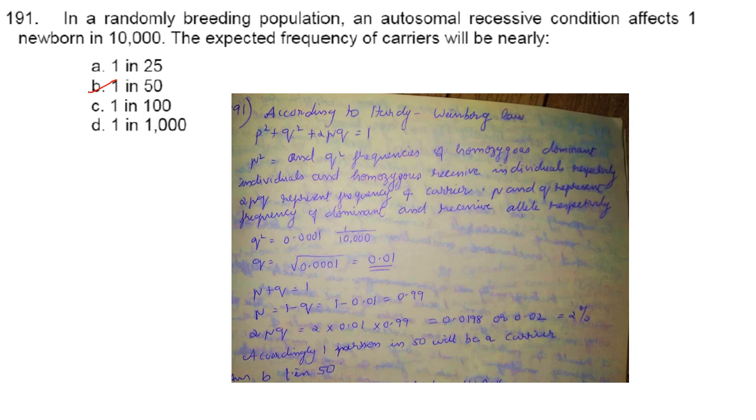So q square is equal to 0.0001 or 1 by 10,000, and q is equal to 0.01. p plus q is equal to 1, p is equal to 0.99, and they have asked for the expected frequency of carriers. So 2 into 0.01 into 0.99, you will get somewhere around 2%. So accordingly, 1 person in 50 will be the carrier. So 1 in 50. Answer is option B.